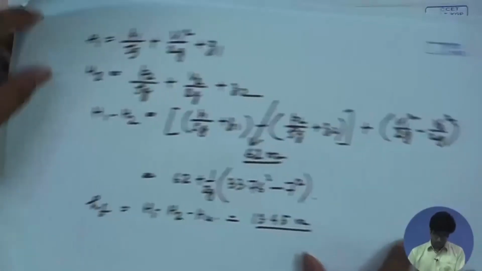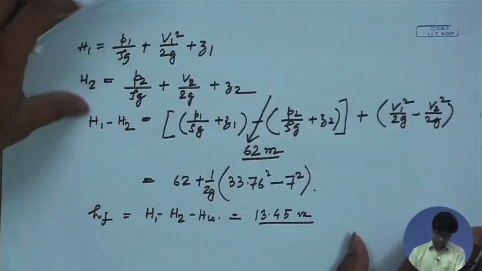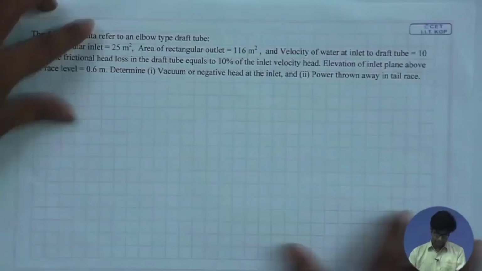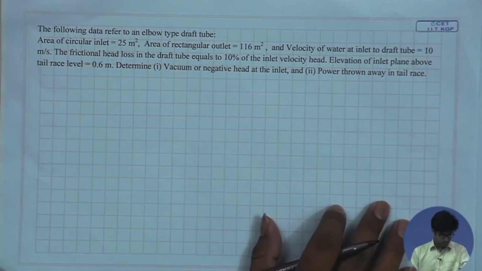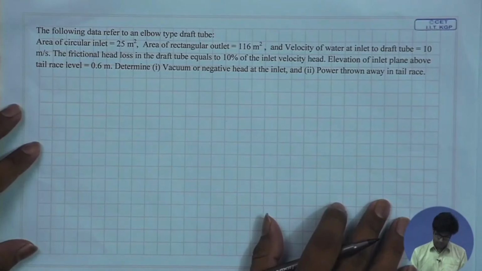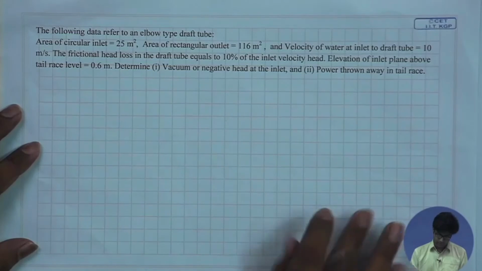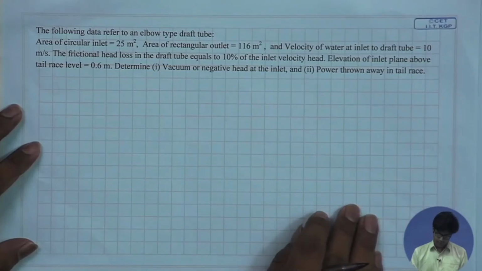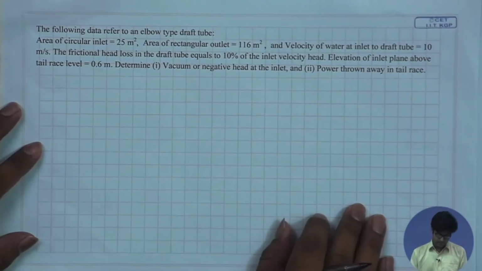So, we have found out all the quantities in problem 1. Now, let us move on to the next problem, which is based on the draft tube. So, let me read out the problem. The following data refer to an elbow type draft tube. The area of the circular inlet is 25 meters square. The area of the rectangular outlet is 116 meters square, and the velocity of water at inlet to the draft tube is 10 meter per second.